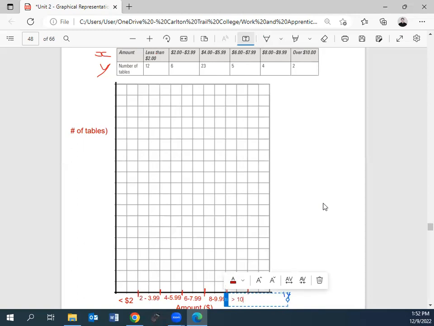So I'm just going to put that over symbol, that greater than symbol, because I'm just a lazy mathematician.